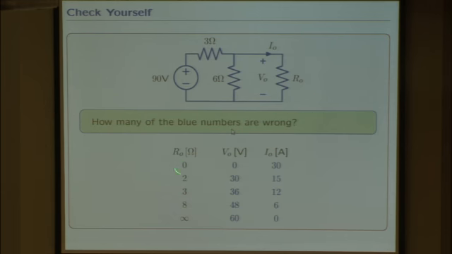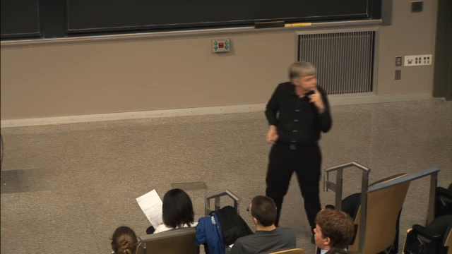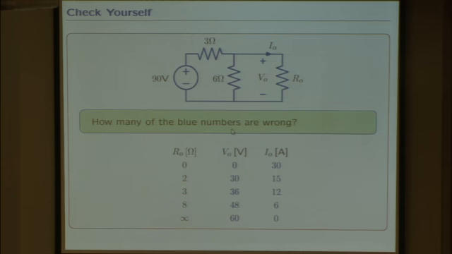So you'd want this number to be the product of that and that. So 0 is the product of 0 and 30. That looks good. 30 is 2 times 15. 36 is 3 times 12. 48 is 6 times 8. 60, well, that's a little marginal. How about if I rearrange it a little bit and say, what if R is V over I? If I is 0, that would make the resistor infinity. So there's a way of thinking about that last line is correct.